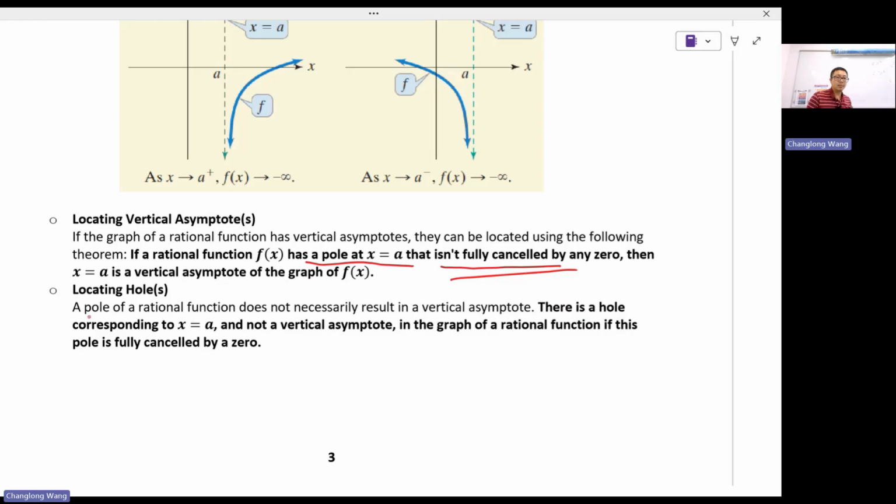Just a little heads up: if it just so happened that there was a pole, but then somehow it was completely canceled by a 0, instead of looking at a VA, you'll be looking at a hole. Graphically, you'll see what it means when we get to the example. Okay. So either a VA or a hole, but they will never show up at the same point at the same time. So make sure that you draw one or the other.